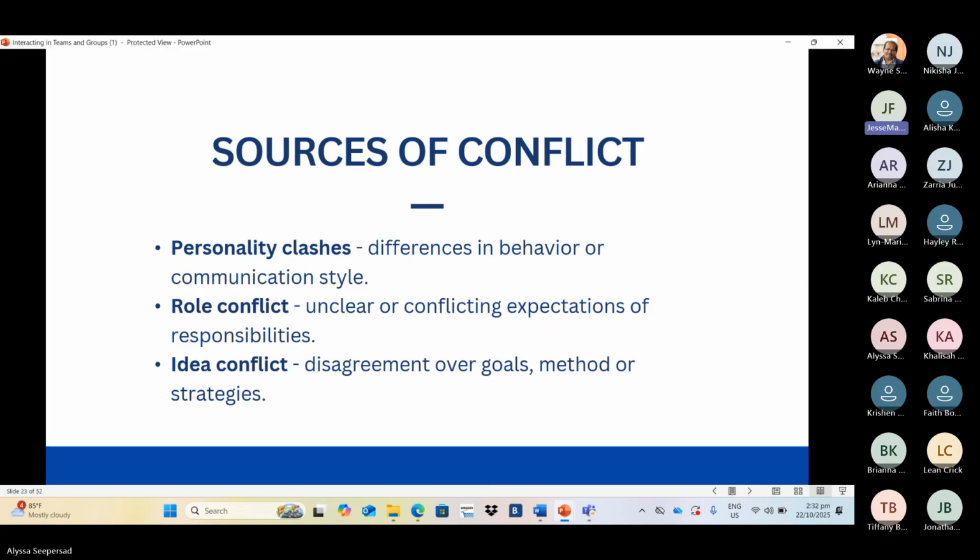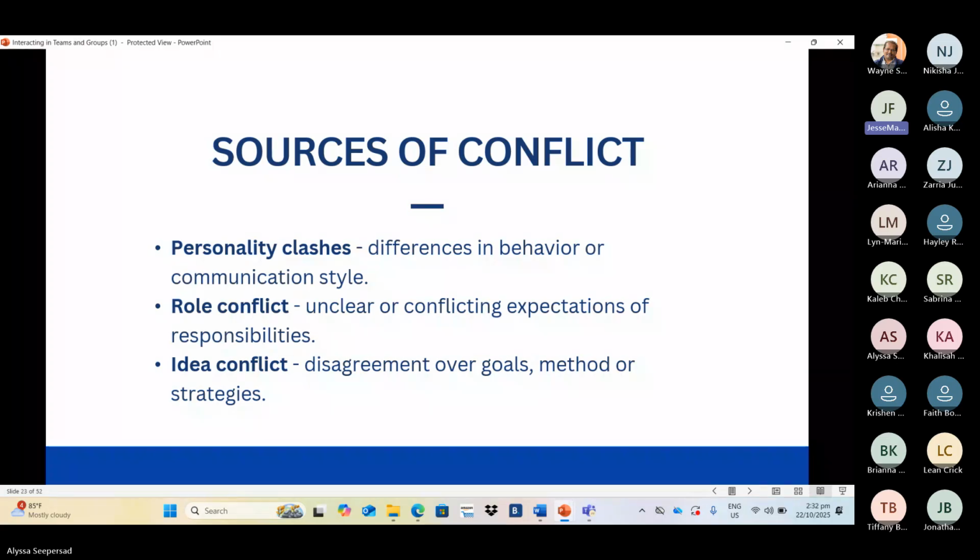Another reason is role conflict, which can occur due to unclear or conflicting expectations of responsibilities and roles and who's doing what. The best way to handle this would be to understand how your assumptions of your roles, as well as your expectations of the other members, might clash with their assumptions. It's better to have this understanding and discuss it within the group to just clear up any confusions and get that out of the way.